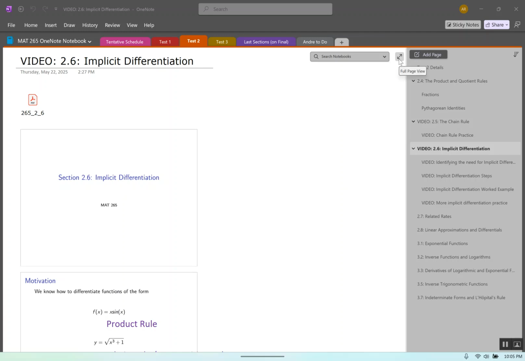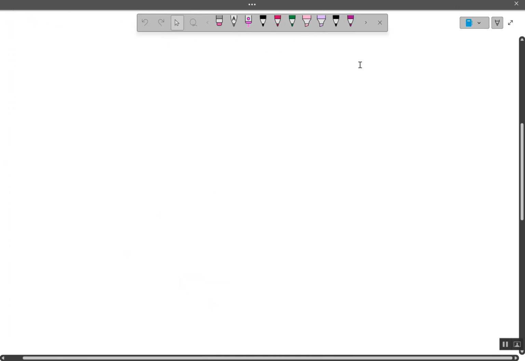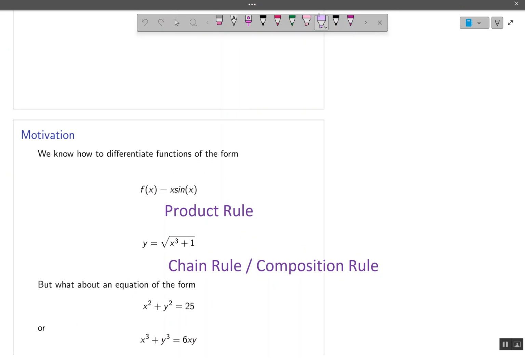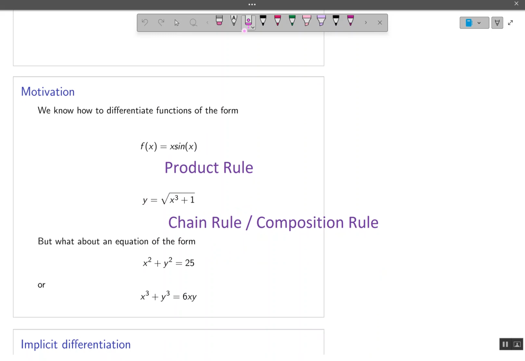All right, section 2.6 is on implicit differentiation. So, we know how to differentiate functions of the form, well, like this. You have x times sine of x. We would take the derivative there using the product rule. Something like this, we would use the chain rule because what's inside the radical is not just x. We have a composition of functions. We would use our composition rule or chain rule. But if we have equations like this, well, we don't know yet how to find the derivative.